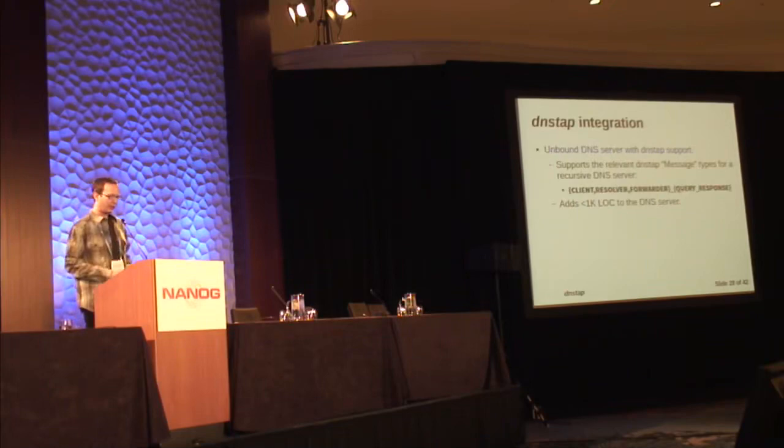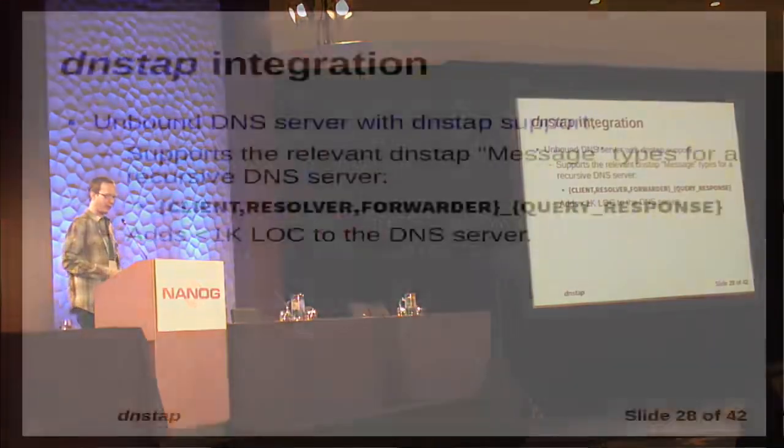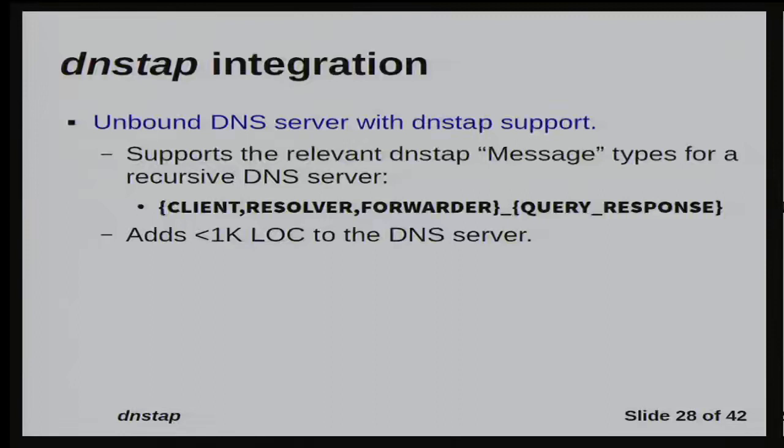So this is a hyperlink directly to the GitHub repository. We have a proof of concept implementation for the Unbound DNS server, which is a recursive DNS server, so it supports the subset of message types that are relevant for that type of server, and adds less than 1,000 lines of code to that server, and that's working. There's a proof of concept implementation for that. Not yet production ready. We're working on that.